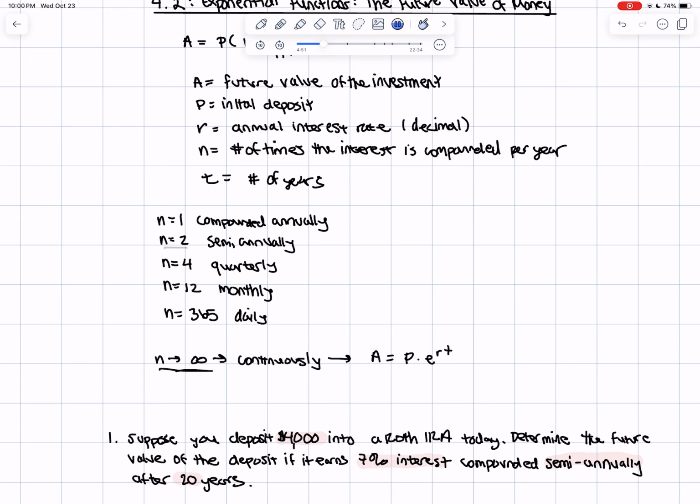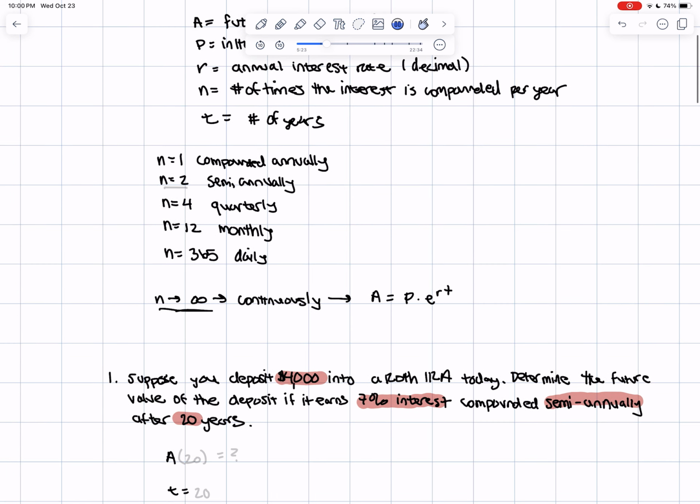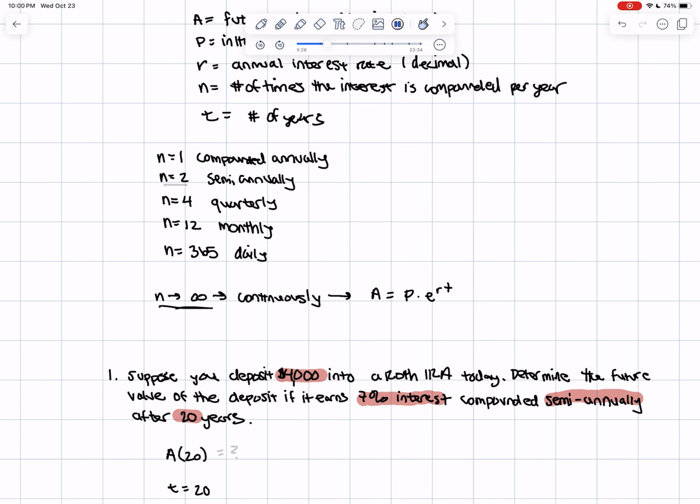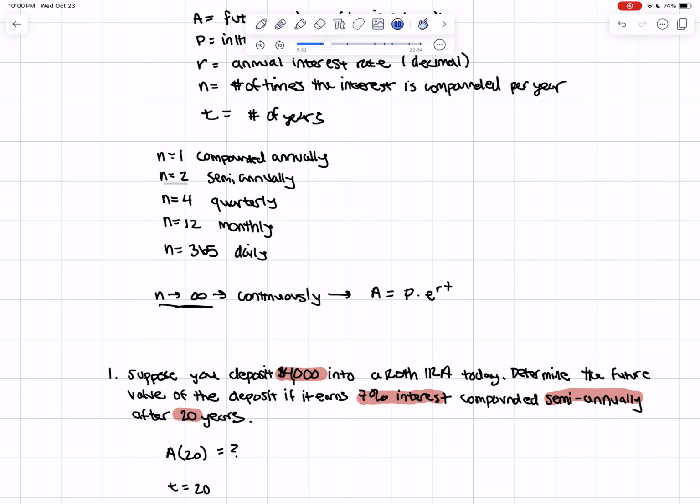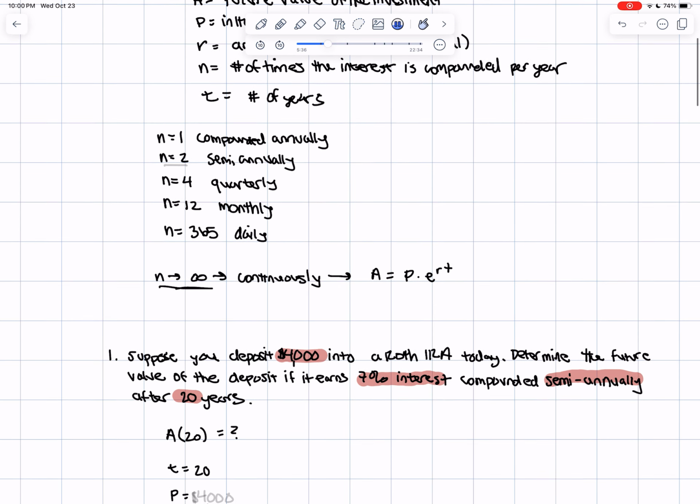Okay, so I'm going to highlight my important key factors. Suppose you deposit $4,000, that's one of them. Determine the future value if it earns 7% interest. We're going to use that. And then it says compounded semi-annually for 20 years. Okay, we have our pieces. They're saying find the future value of money, so I know I'm going to try to find A. But they tell me how many years, so we know time is 20. So I'm trying to find A of 20. We don't know what our A is, we know what our time is. Then they say our initial deposit was $4,000.